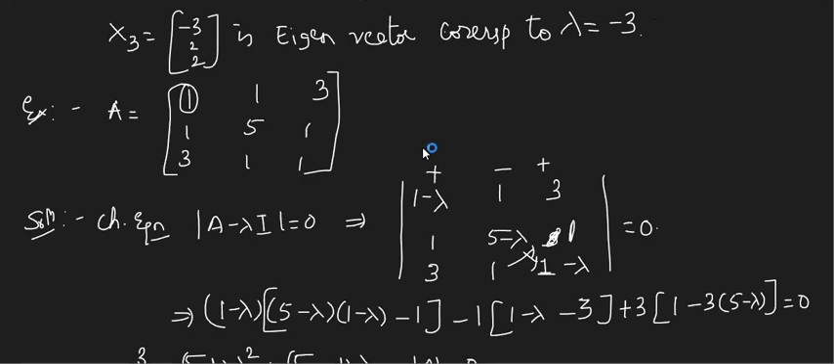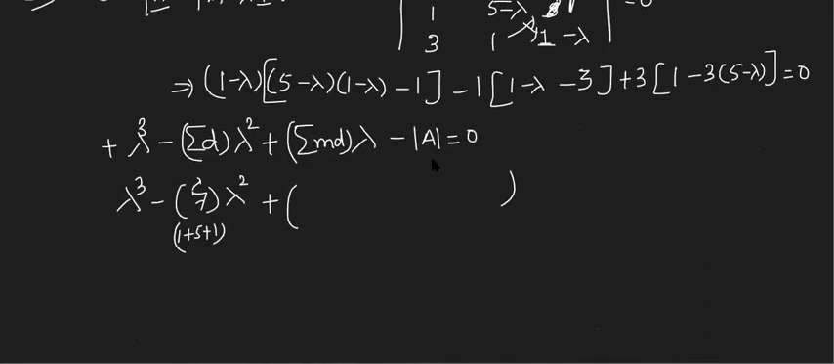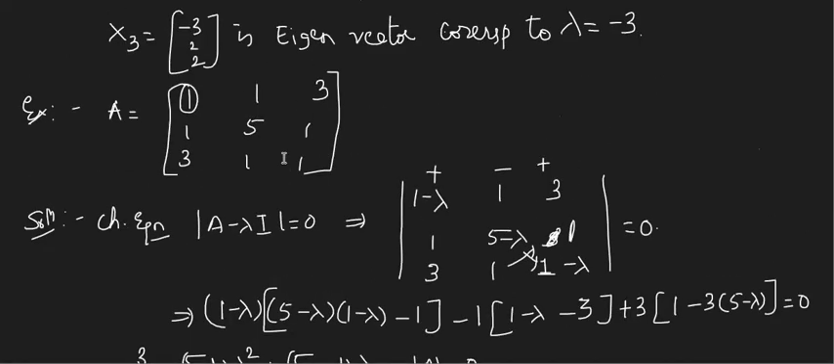Got it? What are the elements? If I leave the first row and first column, 5, 1, 1, 1. What is the determinant of this? 5 minus 1, 4. The answer is 4. This is for one diagonal element. Likewise, we have to do it for all the diagonal elements. There are 3. Do it only for diagonal elements.